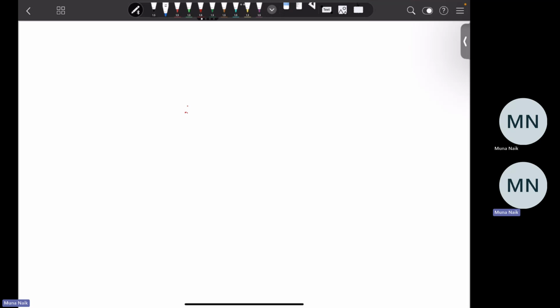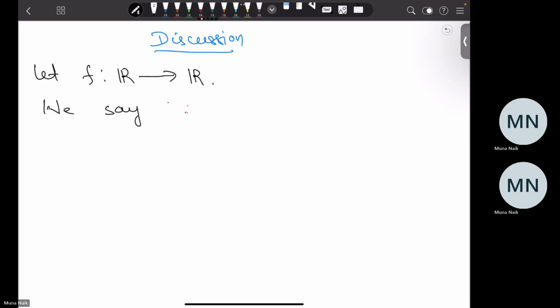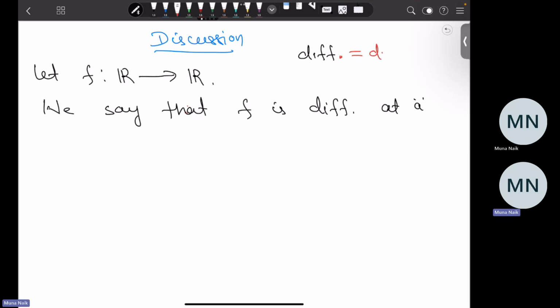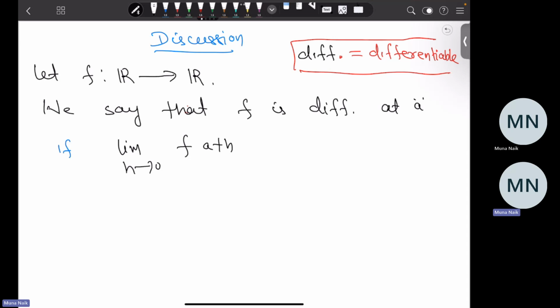Let us discuss that. Let f be a function from R to R. We say that f is differentiable at a (diff stands for differentiable) if the limit as h tends to 0 of f of a plus h minus f of a, divided by h, exists.